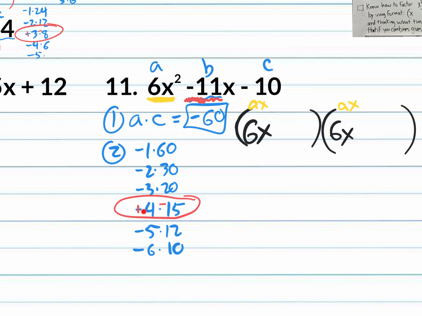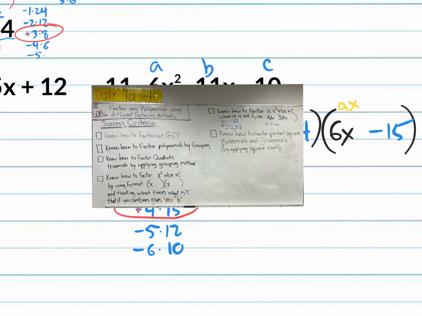Then you take the pair of numbers from step 2 and just put them right there in those blank spots. That plus 4 and that minus 15. And now it's factored. However, it's still not correct. We still need the fourth and final step. What is the fourth and final step?